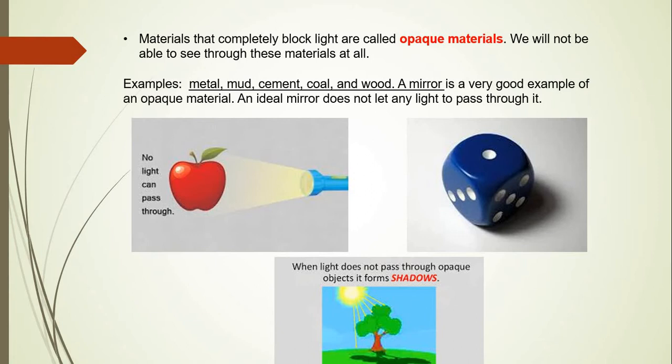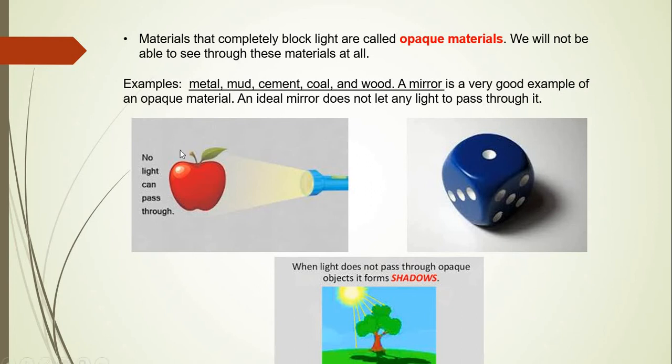When it blocks the light, it reflects all the light. Light will not be able to pass through that material. That material is known as opaque material. We will not be able to see through these materials at all. Are you able to see through this dice? No, we are not able to see through the dice. Even the tree, even this apple, because these are opaque materials.